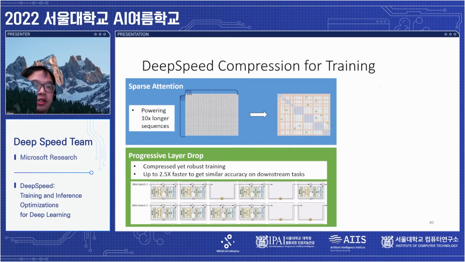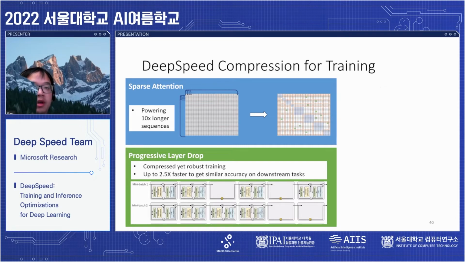We also introduced progressive layer dropping, which explores the coarse-grained sparsity in the layer updates. As you can see, DNN training is an iterative and expensive process. However, do we really need to update every single layer in every mini-batch iteration? The answer is no. By skipping some of the layers and sparsely updating the model in every iteration, we can achieve up to 2.5x faster training speed while getting similar accuracy on downstream tasks.